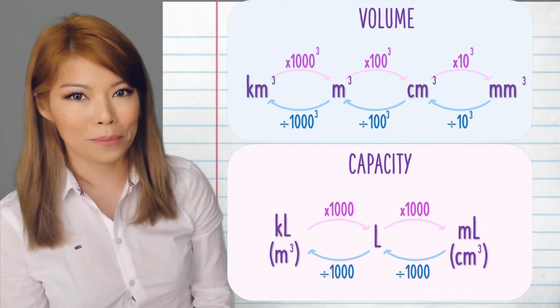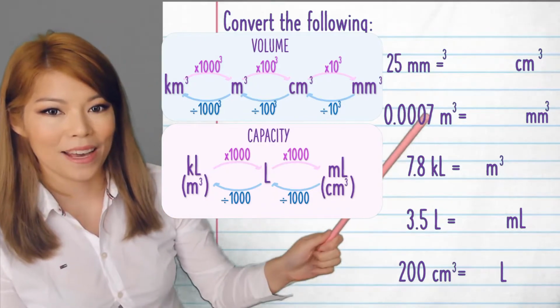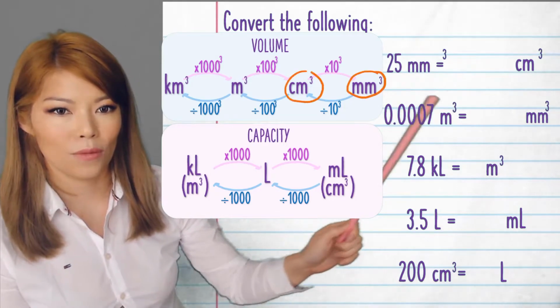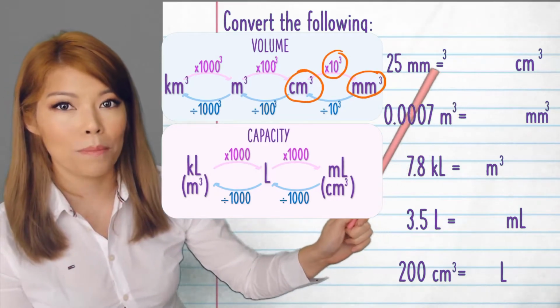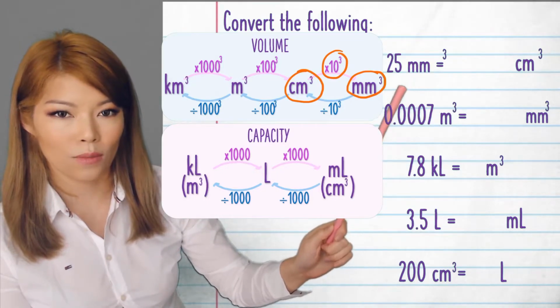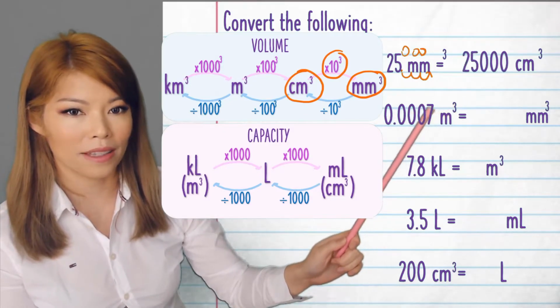Let's do some examples. Okay, let's practice converting units. Here we have 25 millimeter cube. So millimeter cube is here, and we want to go to centimeter cube. So we have to multiply by 10 to the 3. Or in other words, 3 zeros, 3 decimal places. So let's do that. We would get 25,000.